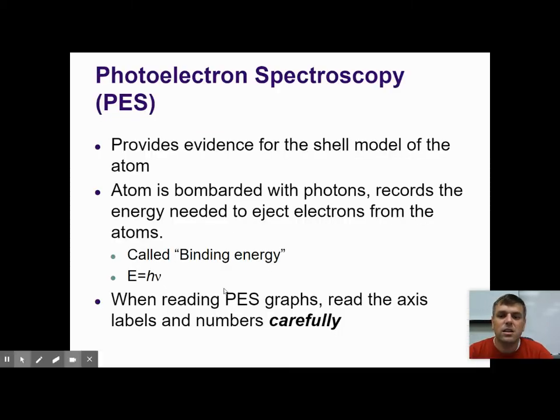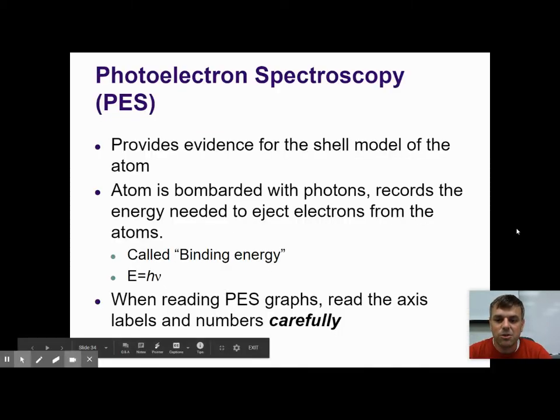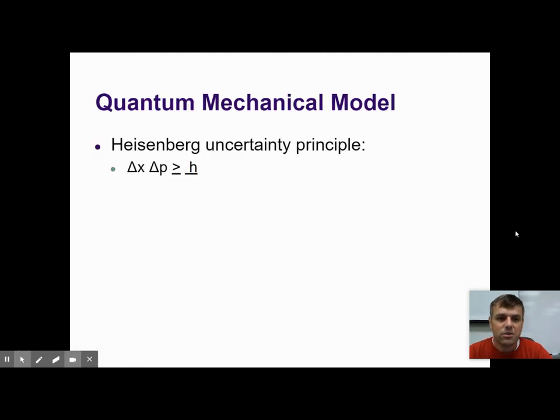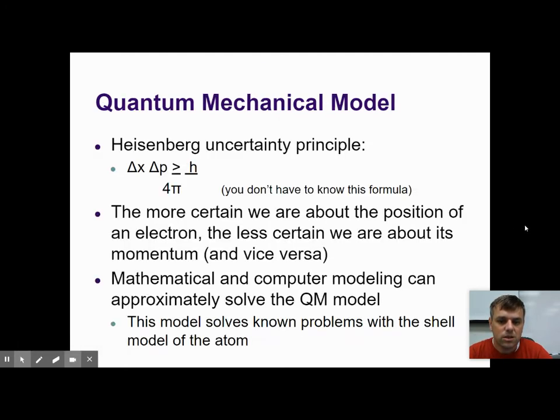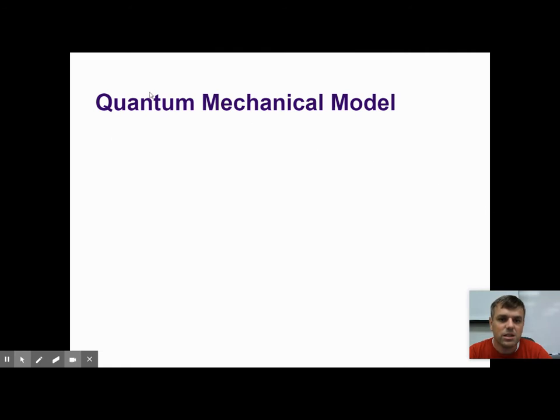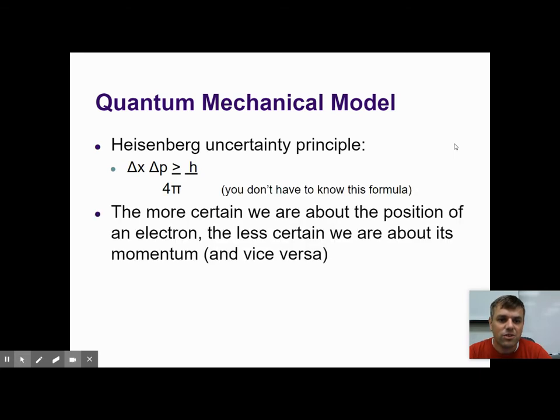Okay. The other thing we're going to talk about is a closely related thing here. This little bit right here is a little note on the quantum mechanical model, which says that you can't really know both the position and momentum of electrons. You don't have to know this formula. Basically, the uncertainty about the position multiplied by the uncertainty of the momentum is always greater than Planck's constant divided by 4 pi. So the more you know about its position, the less you know about where it's going.